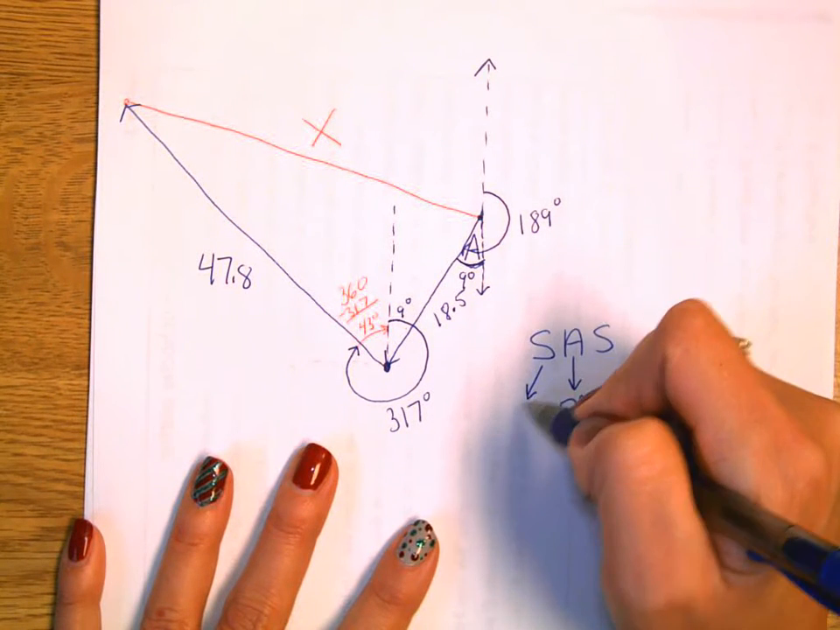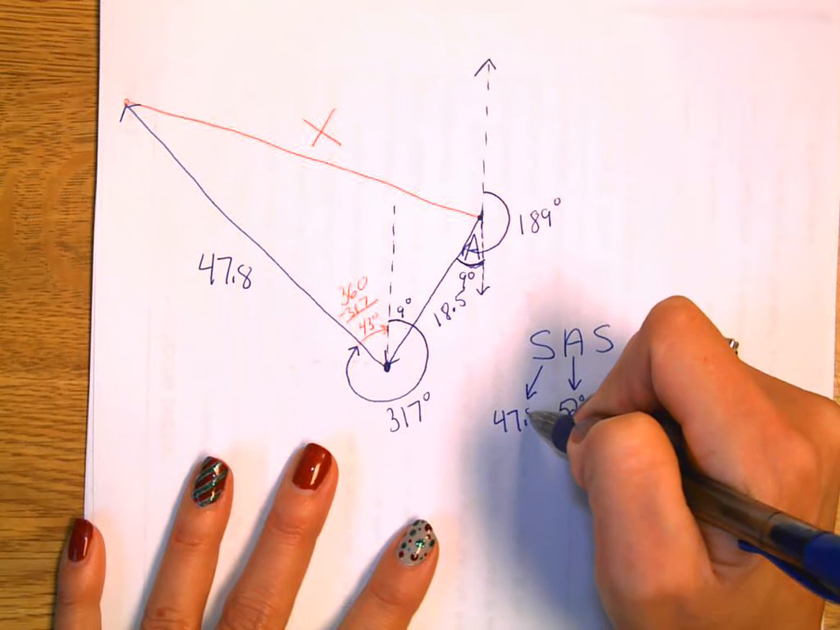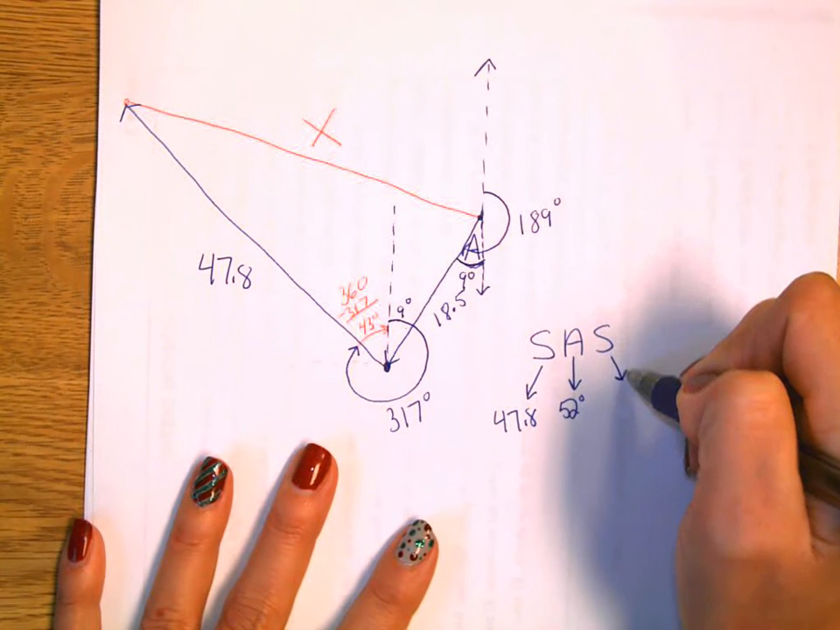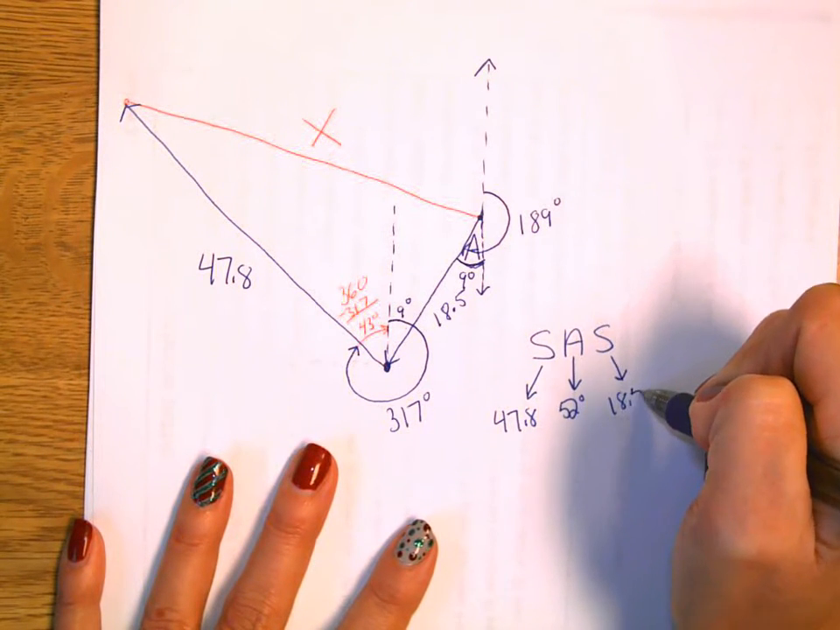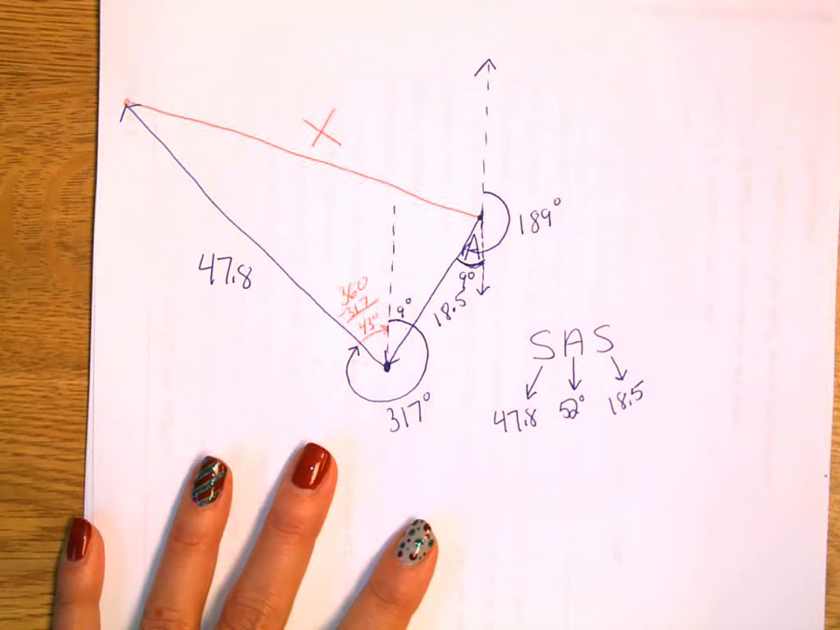And then our two sides, 47.8 and the 18.5. 39.2. That's what I got too. 39.2? Yep.